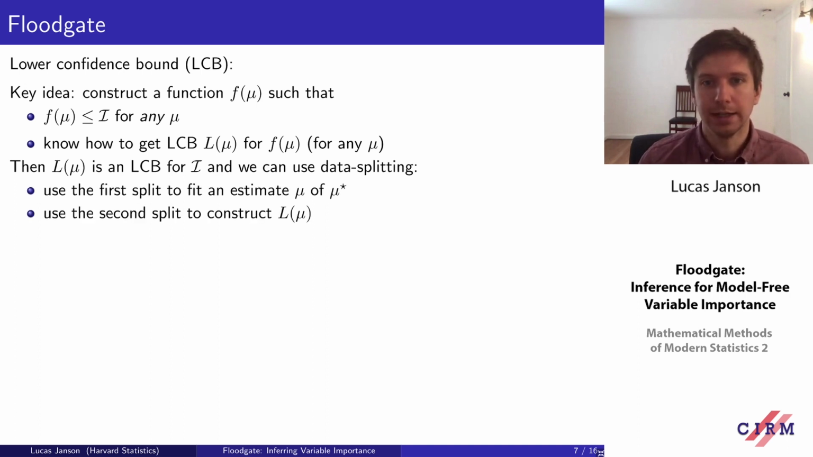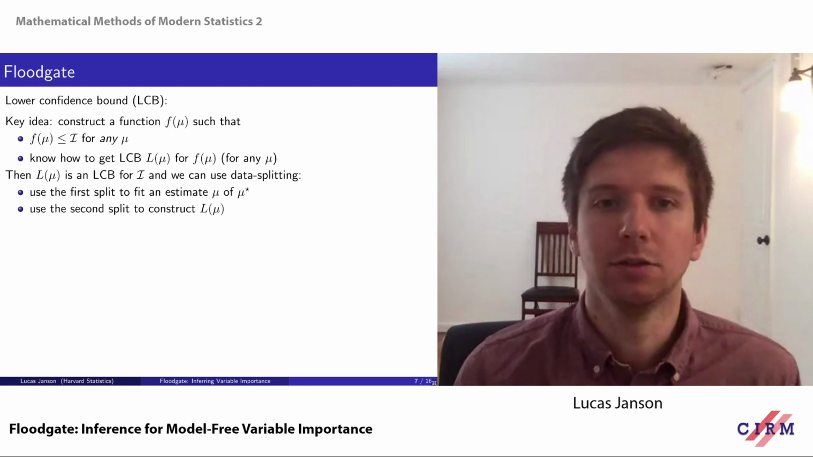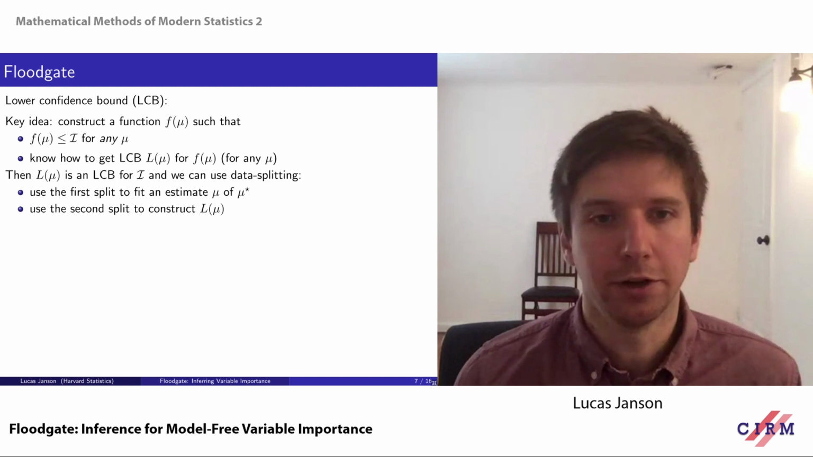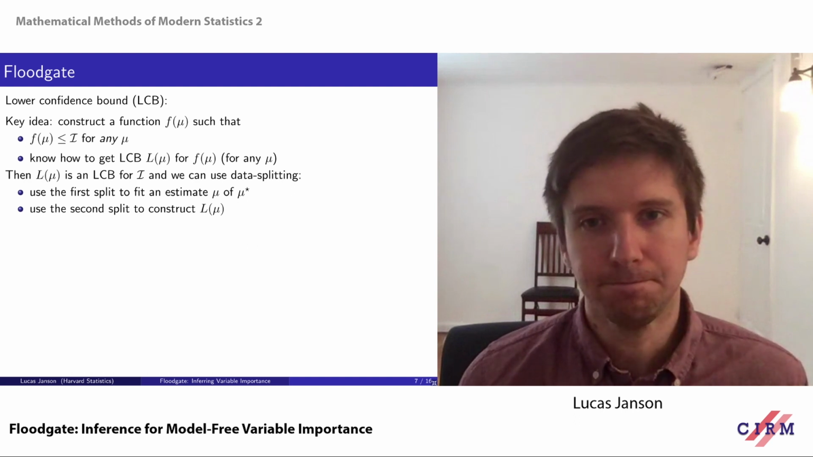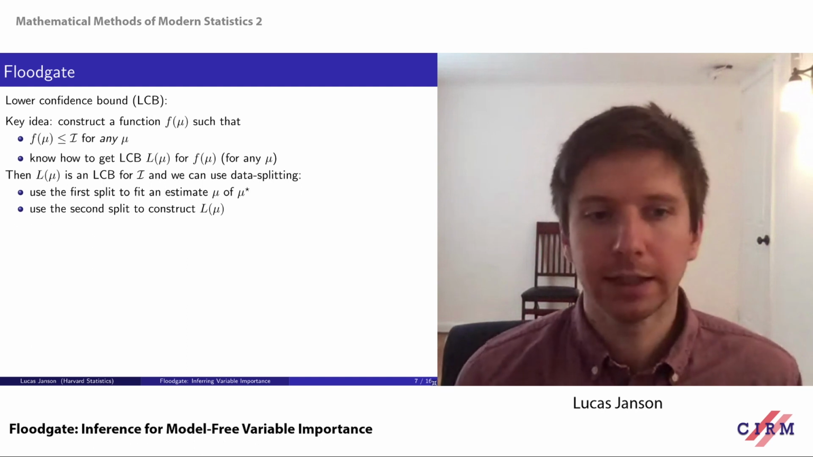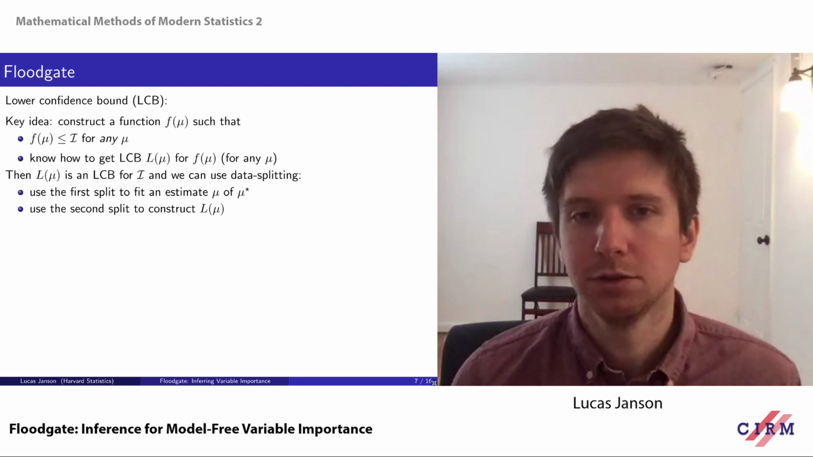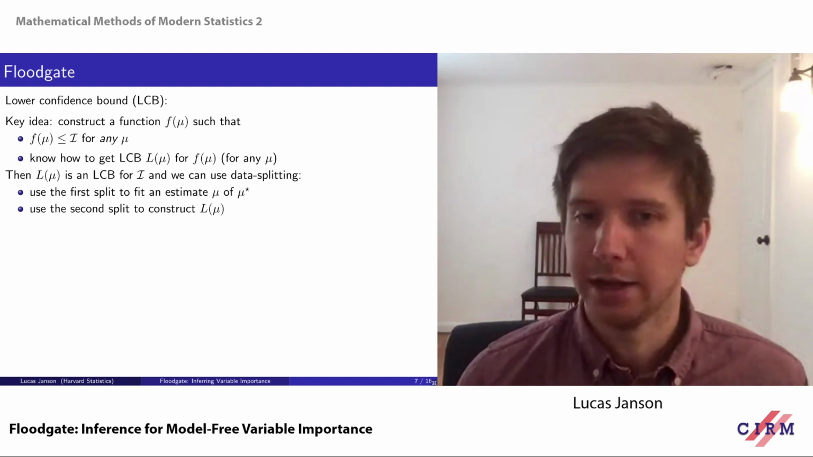And we can proceed by data splitting. What we would do is split our data into two independent parts, use the first split to fit an estimate mu of mu star, and then plug that estimate mu into our procedure for generating a lower confidence bound L using the second split of the data. We call this f a floodgate, and the reason we do is because floodgates, in the real world, are used to prevent flooding, and they should be able to deal with any kinds of storm conditions.